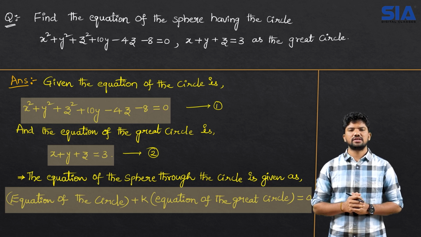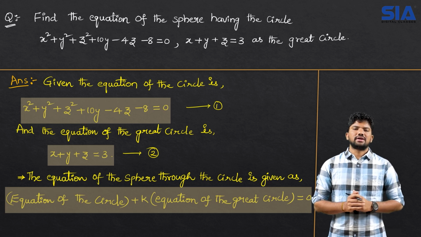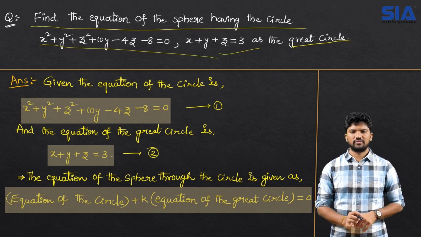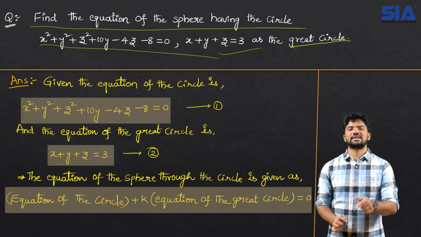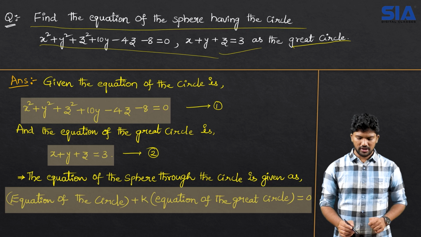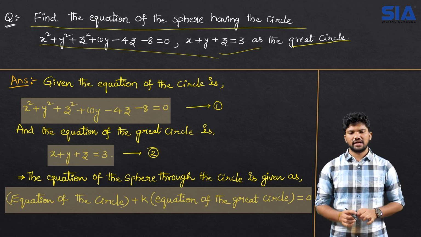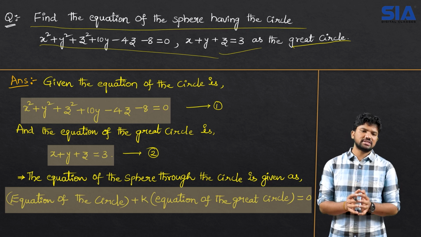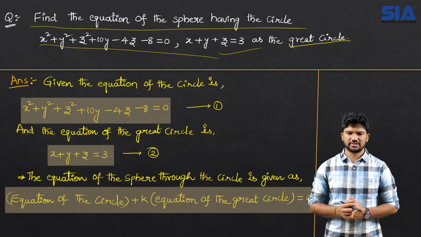So in this lecture, we are going to discuss one of the important topics, the great circle. Find the equation of the sphere having this circle as the great circle. Now, the sphere having a circle as the great circle is nothing but the equation of the given circle plus a constant times the equation of the great circle. So that is the equation.